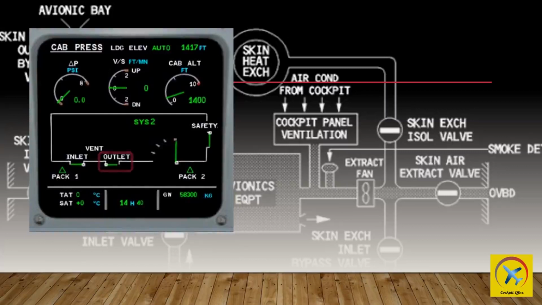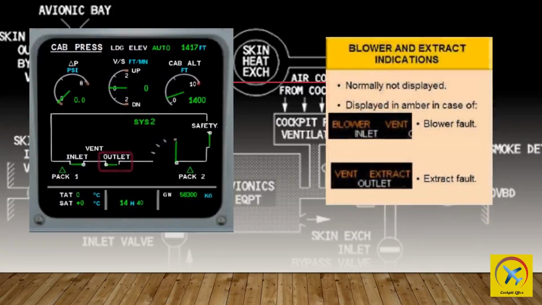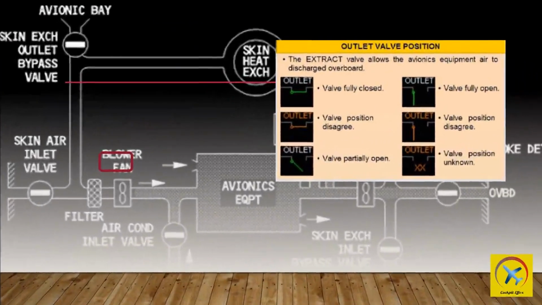The blower and extract indication on the ECAM cabin pressure system is not normally displayed. It will display amber blower, with vent and inlet in white, if there is a blower fault. It will display amber extract, with vent and inlet in white, if there is an extract fault.